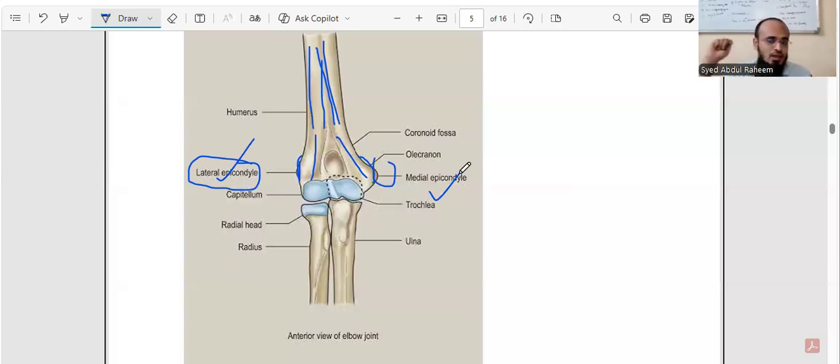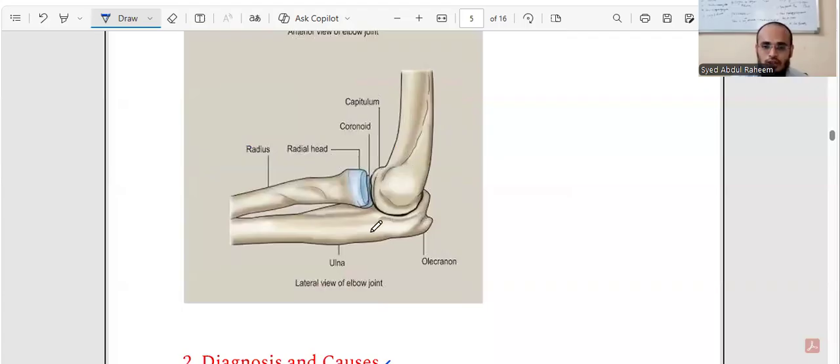So what will happen? You will get the pain exactly here. And you will be able to see this is the radial bone, the ulnar bone. This is the trochlea. This is the capitulum. This is the olecranon, which is fixing. This is the medial condyle. This is the lateral condyle.